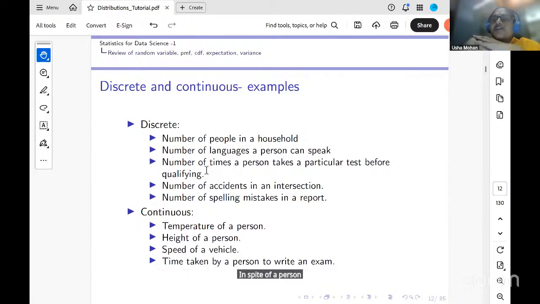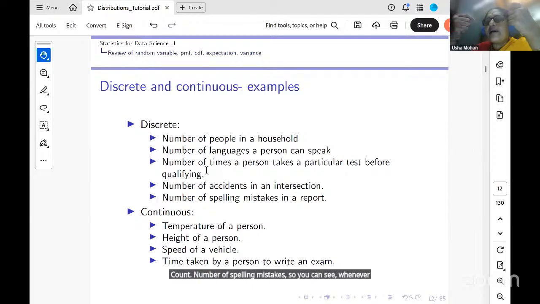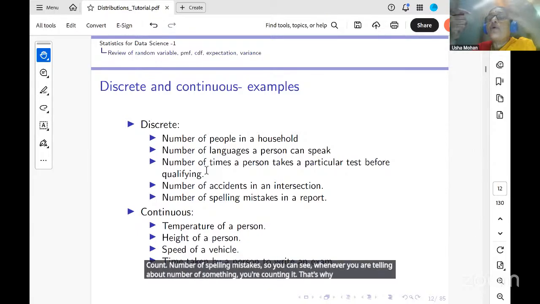Number of accidents at an intersection, do I count or do I measure? Count. Number of spelling mistakes. So you can see whenever you are talking about the number of something, you are counting it. That's why we are talking about countability. Is that clear?